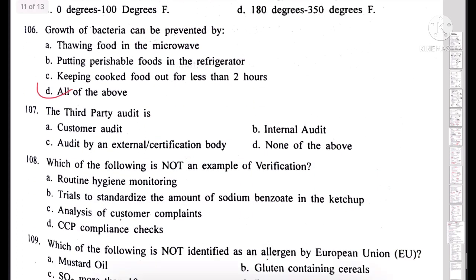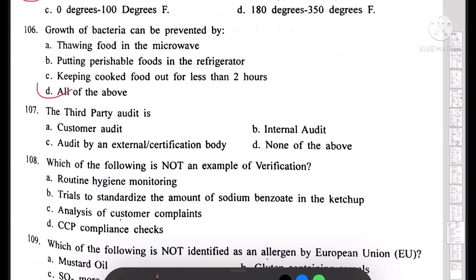Next, the third party audit is. So the options are, what is third party audit in FSSAI? To strengthen the food safety surveillance system, FSSAI has envisaged audits of food business operators through private auditing agencies. So in order to cultivate and foster the growth of compliance culture, FSSAI is enabling compliance through private recognized auditing agencies, okay, to ensure the food quality. So the third party food quality and food safety also.